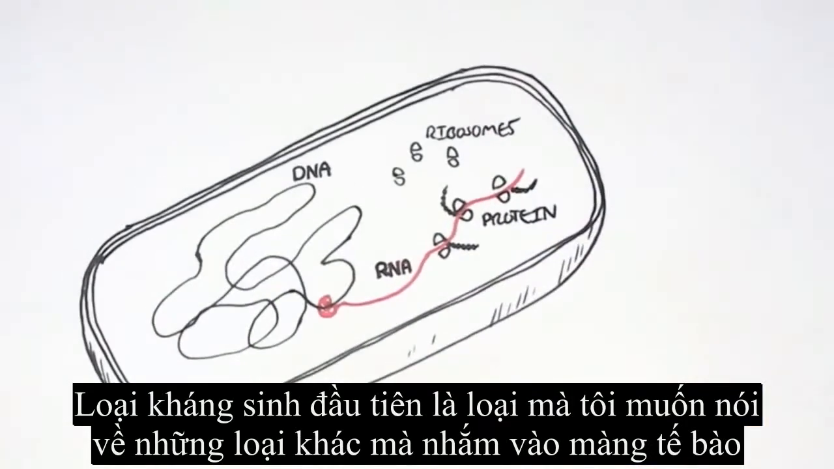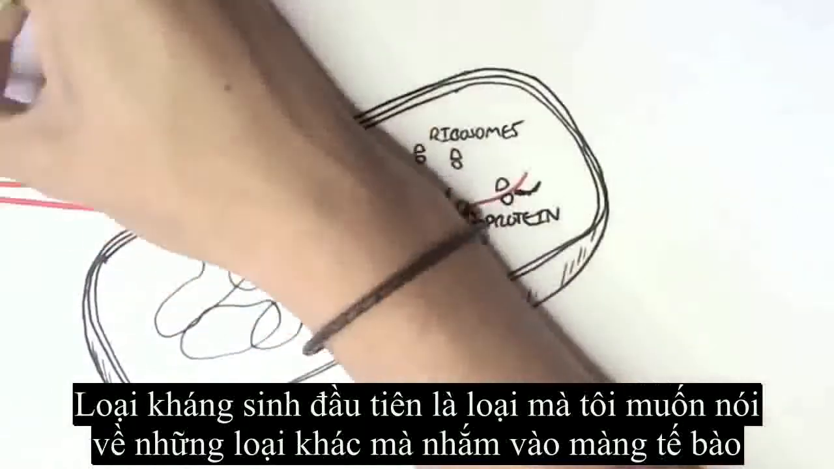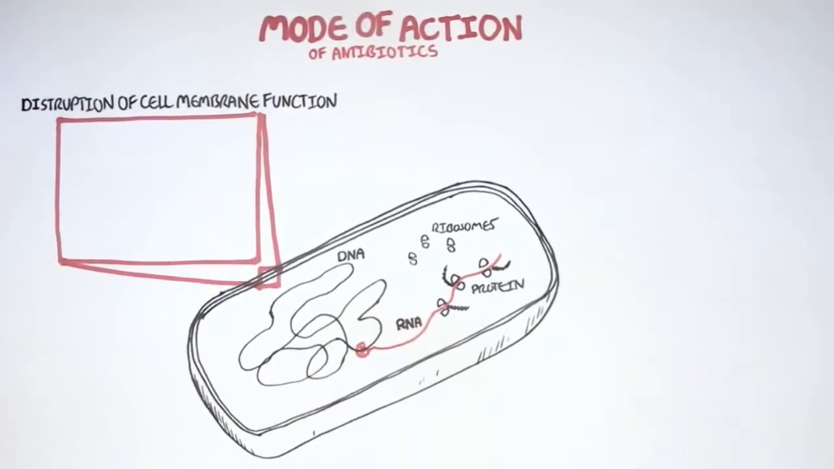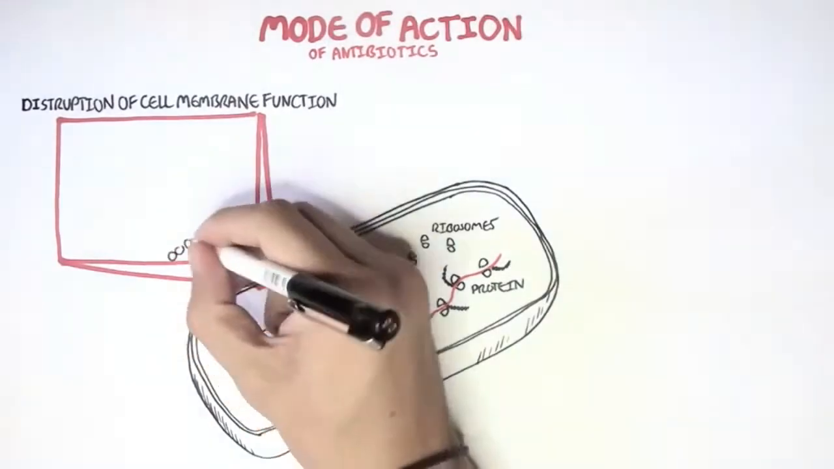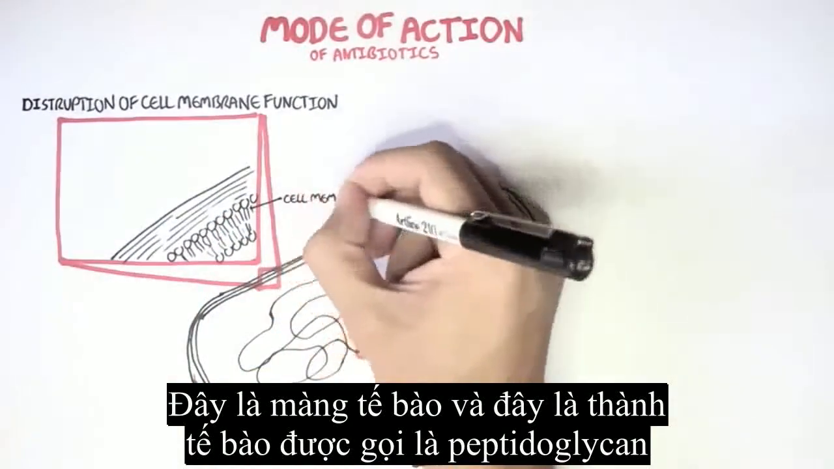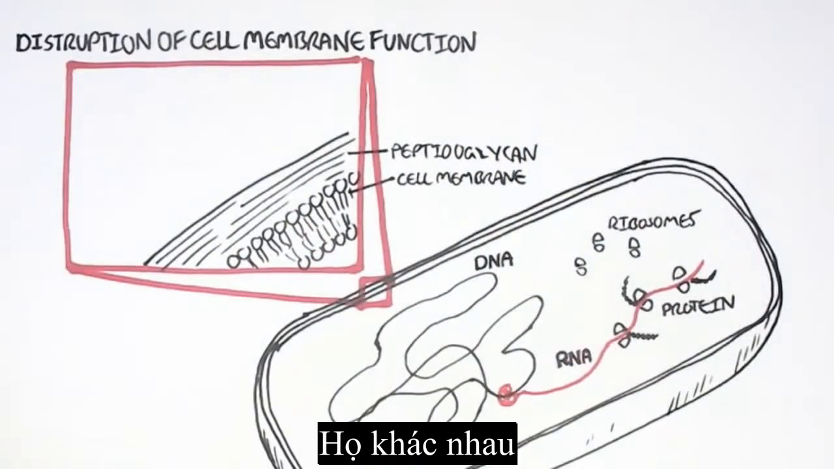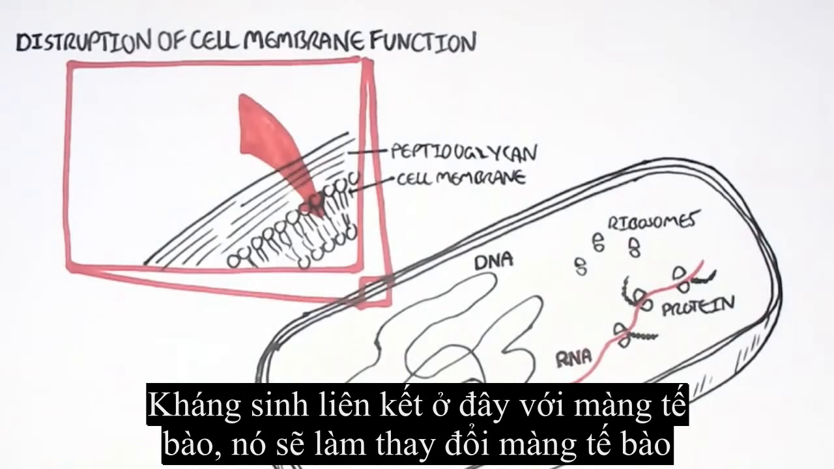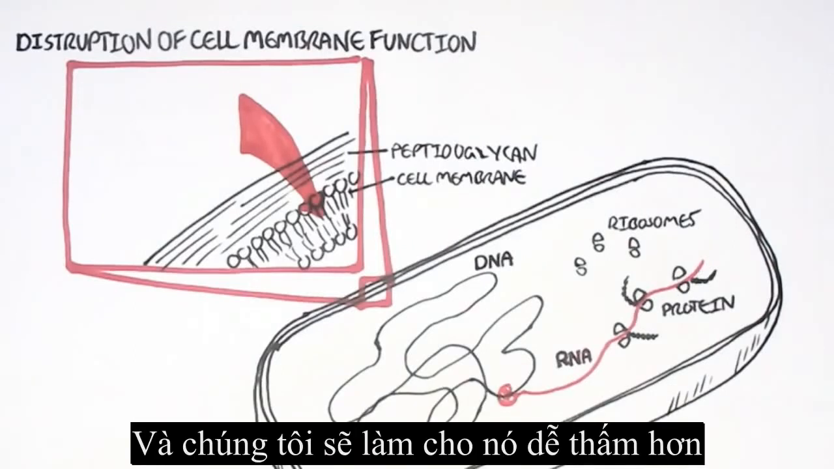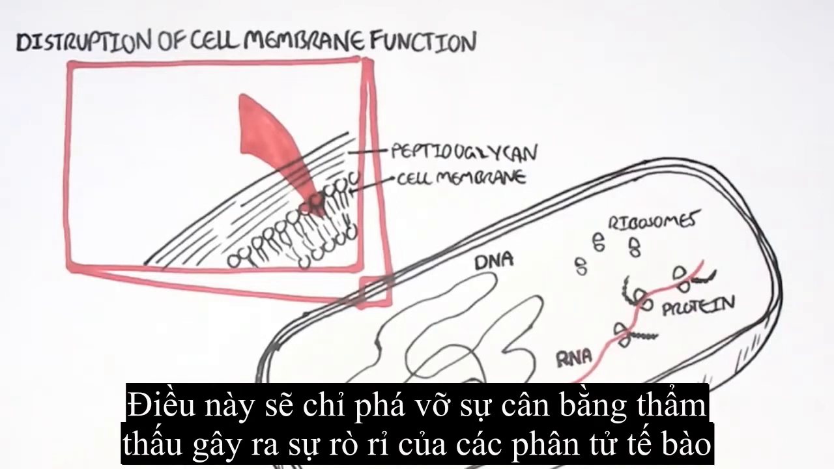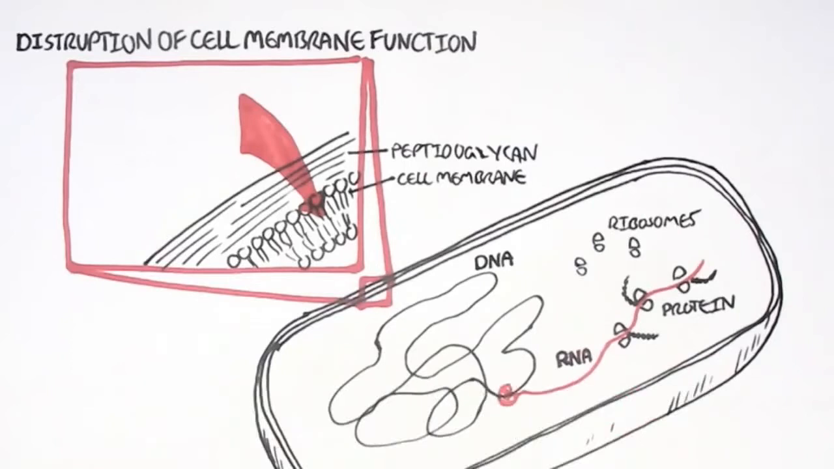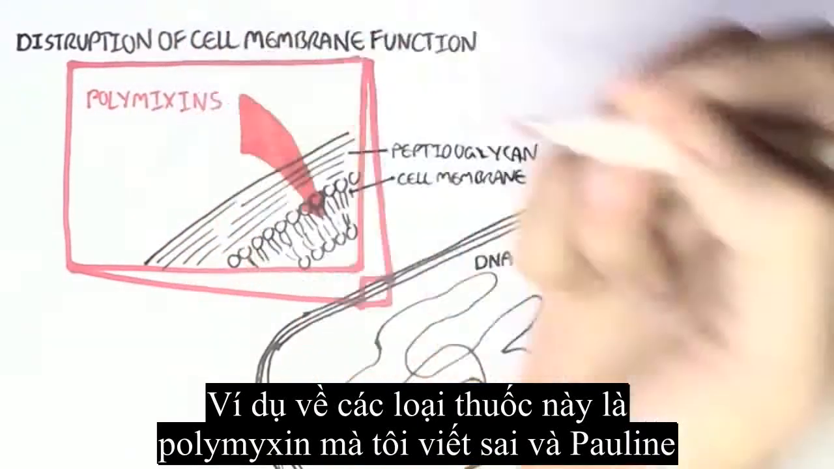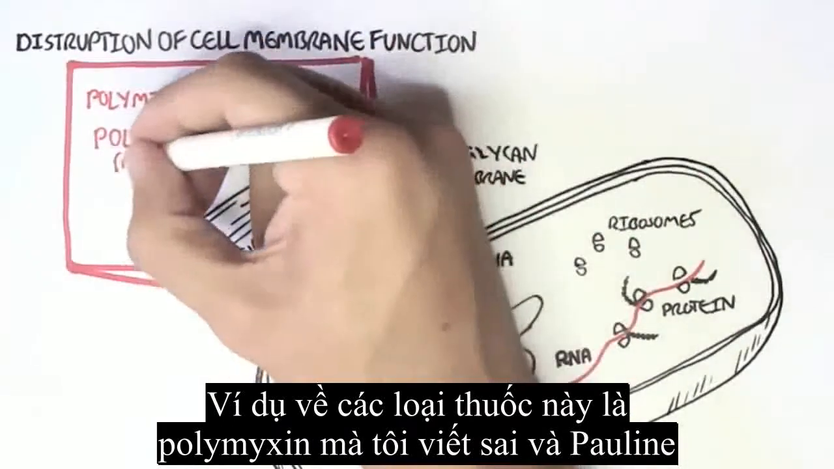The first type of antibiotic that I want to talk about are the ones that target the cell membrane. These antibiotics will disrupt the cell membrane function, which means that they disrupt the phospholipid bilayer. So here is the cell membrane and here is the cell wall, known as a peptidoglycan. They are different. The antibiotic binds here to the cell membrane. It will alter the cell membrane structure and will make it more permeable. This will just disrupt the osmotic balance, causing leakage of cellular molecules, and essentially it will increase the water uptake, leading to cell death. Examples of these drugs are polymyxins, which I spelt wrong, and polyenes.